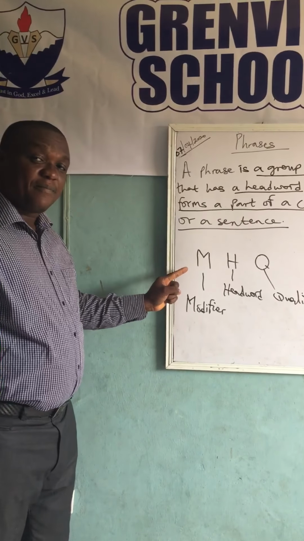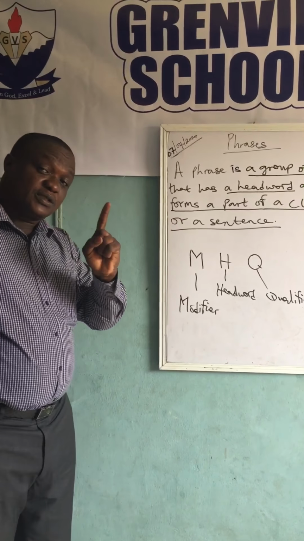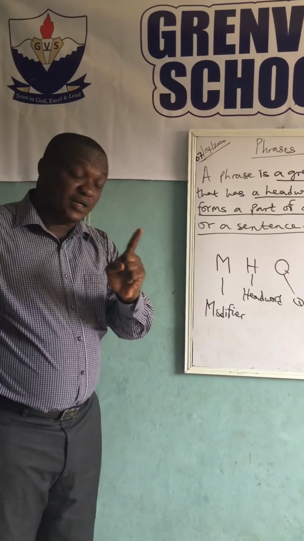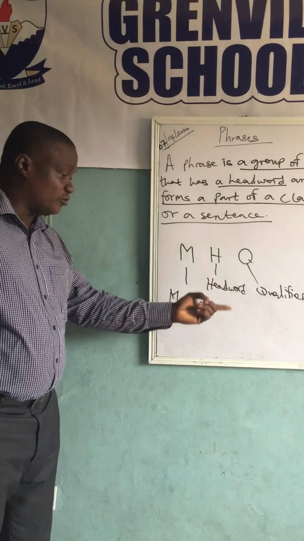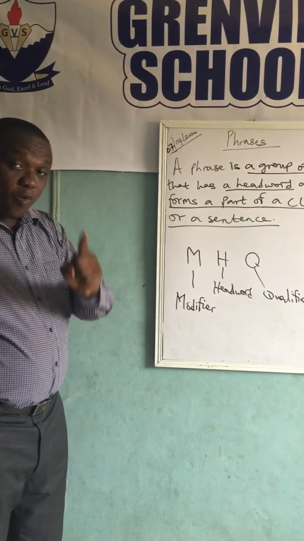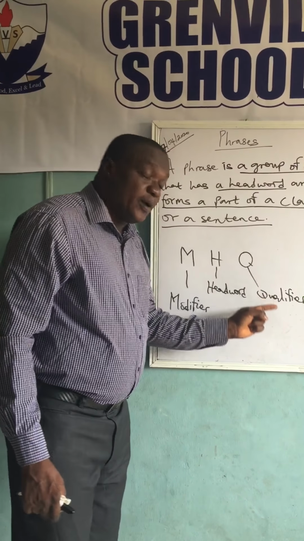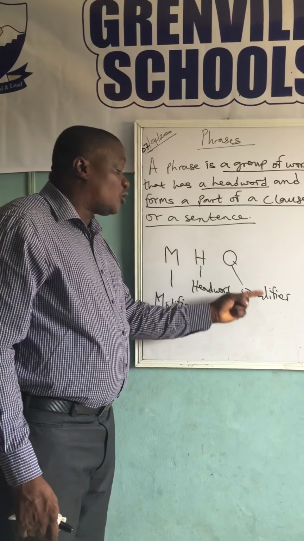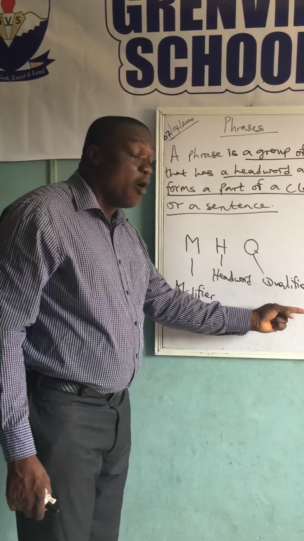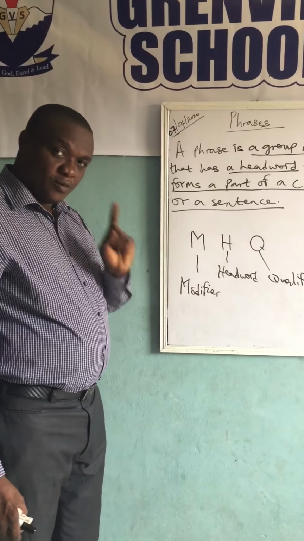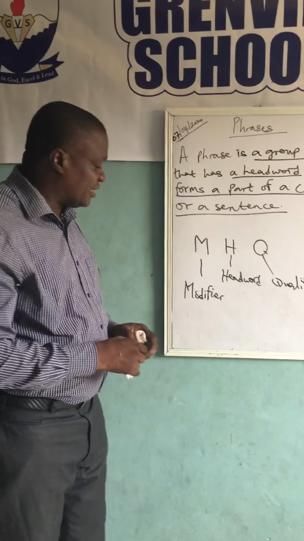The modifier is a word or a group of words that comes before the head word to tell us more about the head word. While the qualifier is a word or a group of words that comes after the head word and tells us more about the head word. What are we talking about? Let me give you an example.